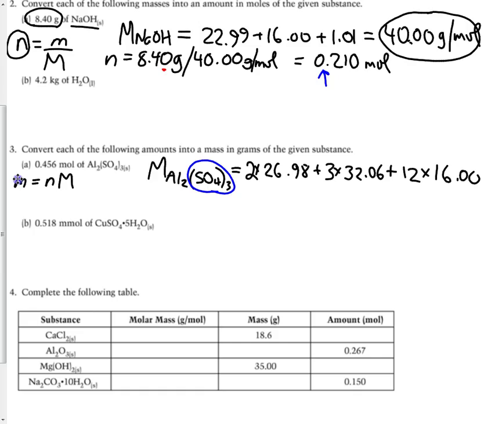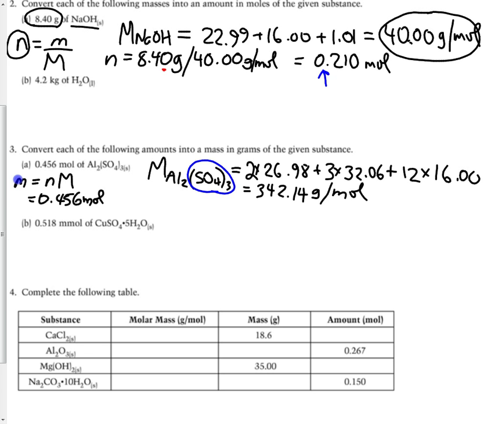And I get 342.14. Okay, and I'm matching decimal places to my limiting values, which all are 2, and that is grams per mole. So I know that 1 mole has a mass of 342.14 grams, and we have almost a half a mole. So you can start to reason out that we would have almost half of 342. So it's just a simple multiple.